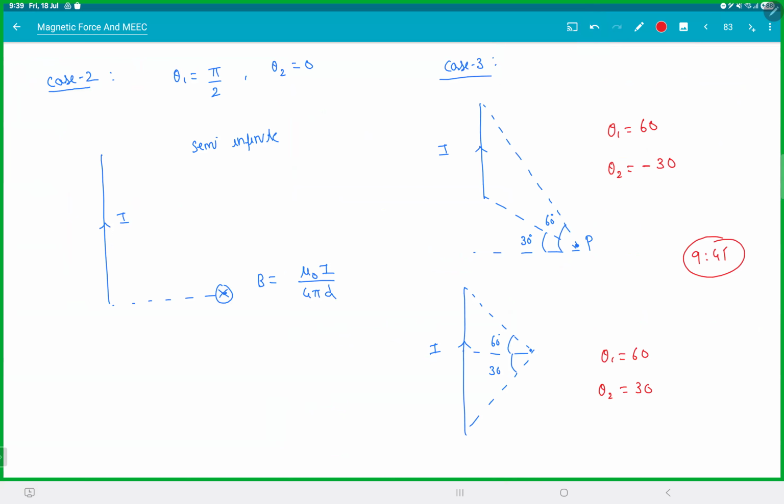Any doubts so far? Anyone still confused with this thing? Please ask.